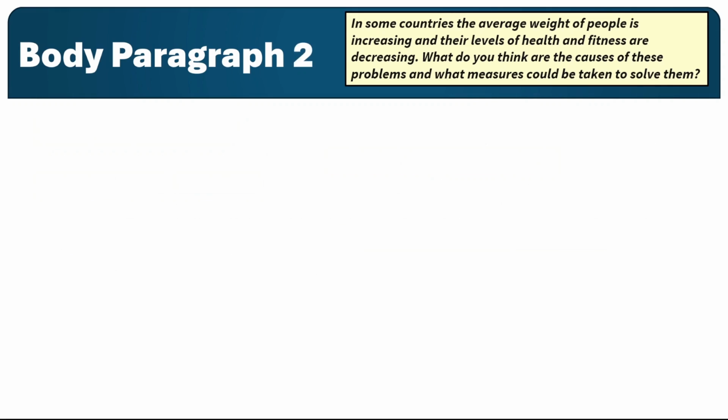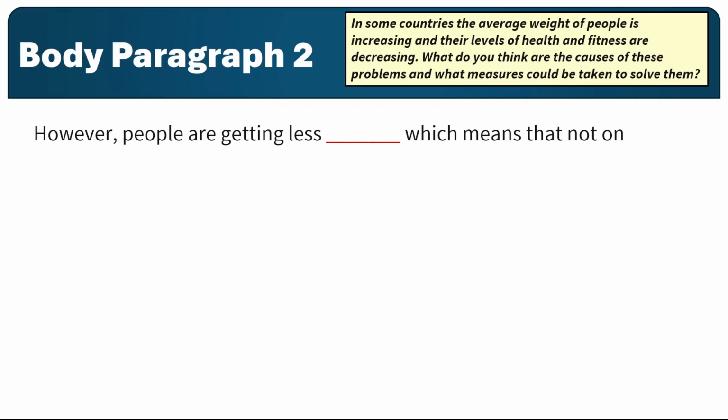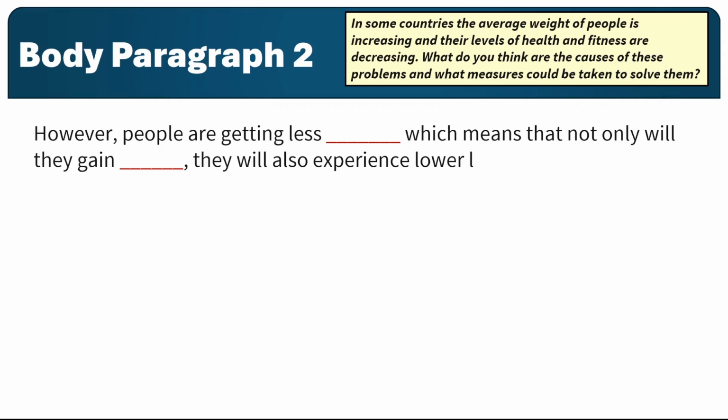Here's body paragraph 2. And I'm going to do this slightly differently. I'm going to give you a little exercise to complete. "However, people are getting less blank, which means that not only will they gain a blank, they will also experience lower levels of health and blank." So in this paragraph, we're going to talk now about why people are experiencing lower levels of health and something else. I've left some blanks in here to give you a test.